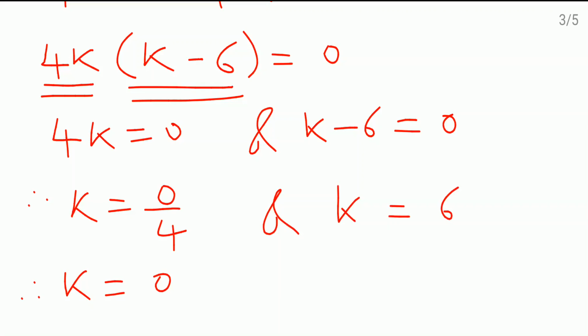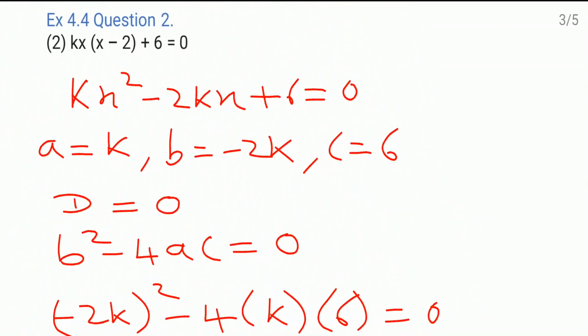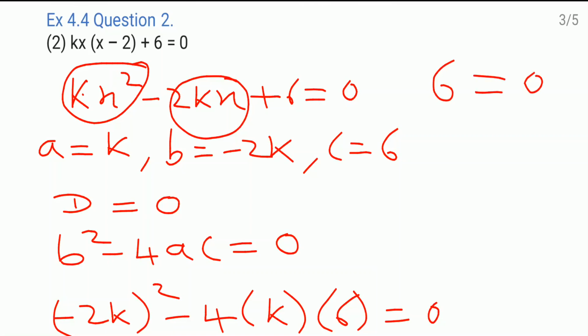We got two values of k here. Now let me check if I substitute k in our equation. Look at this one here. If I substitute 0 in place of k, this term will become 0. This term will also become 0. So 6 is equal to 0, we are getting. So you only see here, 6 is equal to 0. Is this possible? This is not possible.